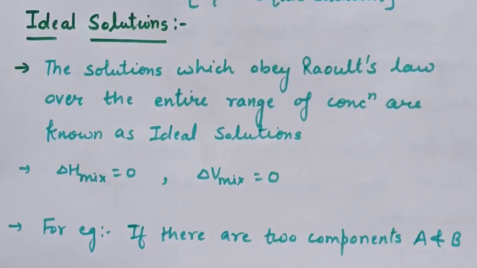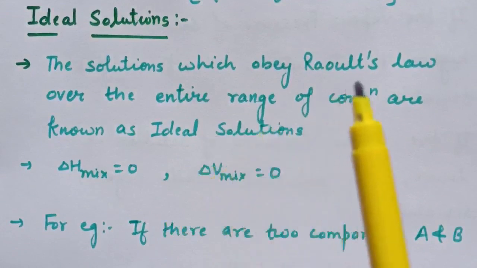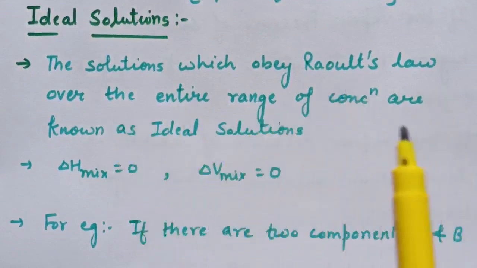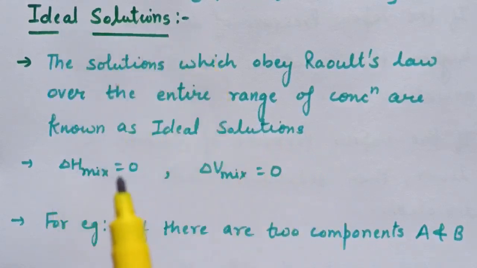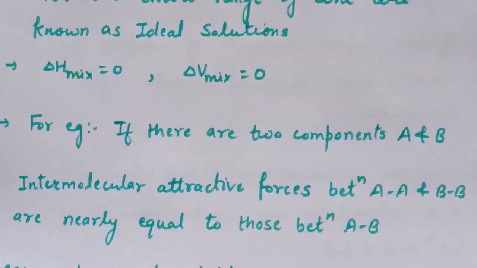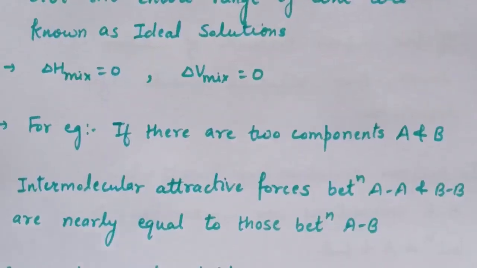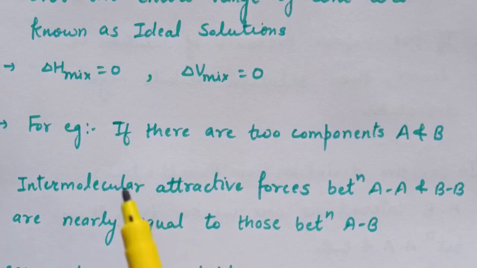Next, liquid-liquid solutions can be classified into ideal and non-ideal solutions on the basis of Raoult's law. The first is, what are ideal solutions? Those solutions which obey Raoult's law over the entire range of concentration are known as ideal solutions. In an ideal solution, delta H mixing is 0 and delta V mixing is also 0. For example, if there are two components A and B, the intermolecular attractive forces between AA and BB are nearly equal to those between A and B. That is, when we mix A and B, the attraction between AB will be equal to the attraction between AA and BB.